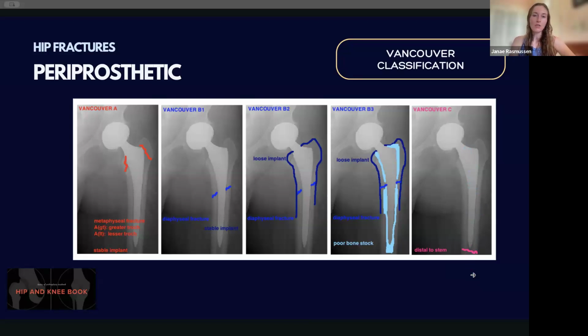But this classification is one that is very important to us when we're thinking about what type of implants or type of fixation we might need, or is this something we could even potentially treat non-operatively?